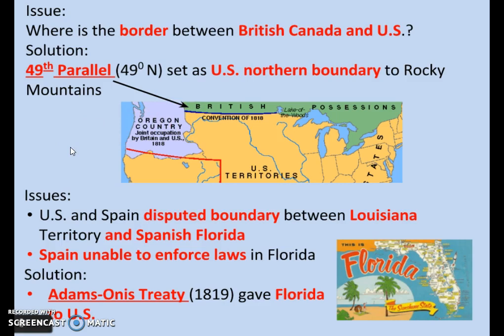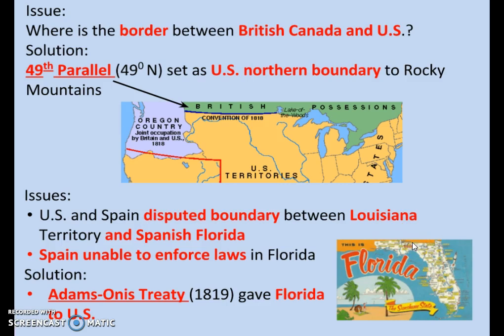Another issue is that the U.S. and Spain have a disputed boundary between the Louisiana Territory, which again we bought from France in 1803, and Spanish Florida. They're not sure where that boundary line is. The other problem is that Spain is not enforcing laws in Florida, and Florida is becoming something like an outlaw hangout for pirates and outlaws, because there's not much law enforcement, and there's also natives who are coming up and attacking American settlements in Georgia.